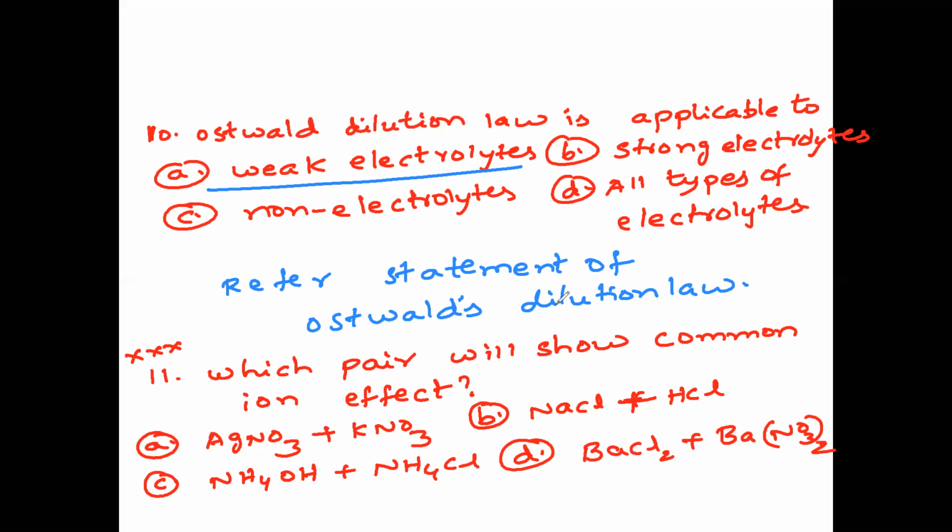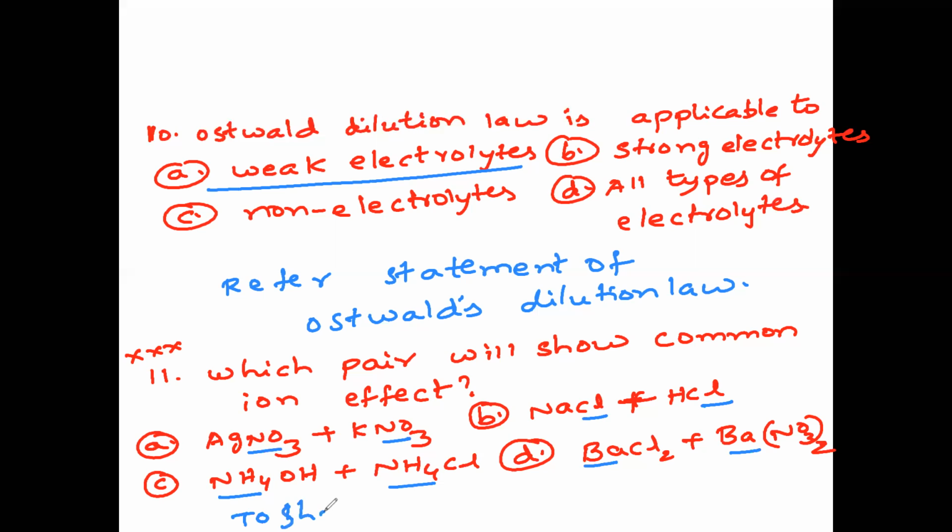So let us see the answer for this. So what is common ion effect? In the first case we have nitrate ion, so that is common. In the second case we have Cl minus and Cl minus, that is also common. In the third case we have ammonium ions and ammonium ions. And in the fourth case we have barium ions and barium ions. These are the common ions, but which pair will show common ion effect is most important. So to exhibit common ion effect, I'll write the solution here.